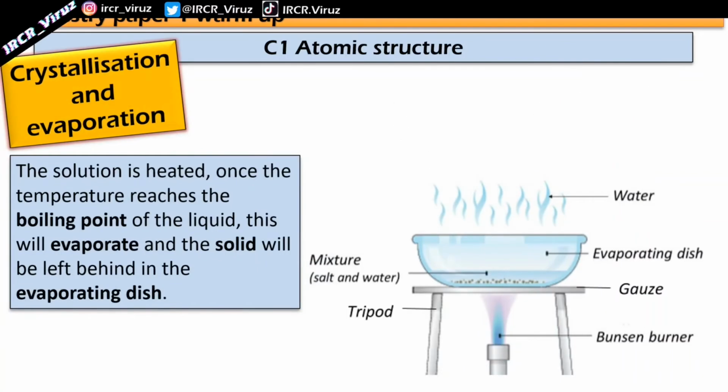Okay. Now, crystallization and evaporation. The solution is heated. Once the temperature reaches the boiling point of the liquid, this will evaporate and the solid will be left behind in the evaporating basin or dish. Okay. Now, this is normally used if you're just looking for the solid and you think that the water is a surplus. You don't really need the liquid, or it could be any liquid, but this is what you would use. Okay. In this case, if it's water, you just want the water to evaporate and you want to have, I don't know, maybe salt crystals, and that should be enough. But if you're looking to actually retain the liquid, you will be using a different technique.